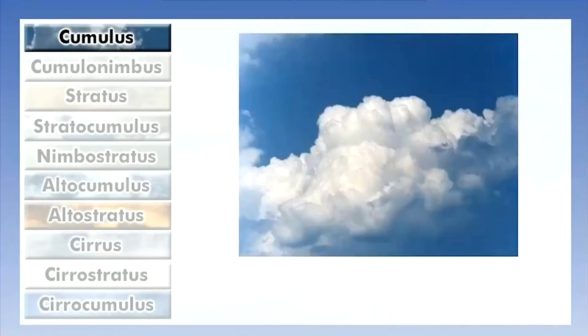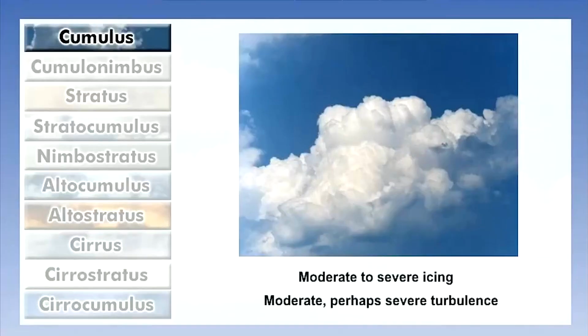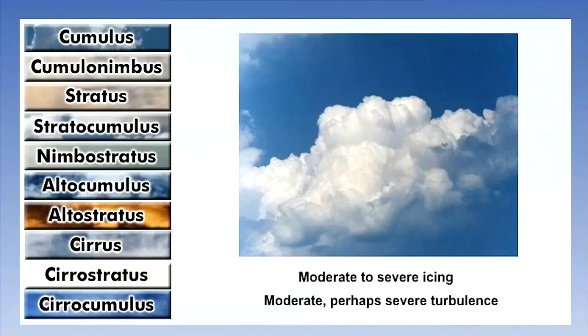If the cumulus cloud is of great depth, the cloud is of much more importance. The cloud will be made up of water and ice, making showers very likely. The cloud will have a moderate to severe icing risk and will also have moderate or perhaps severe turbulence associated with it.